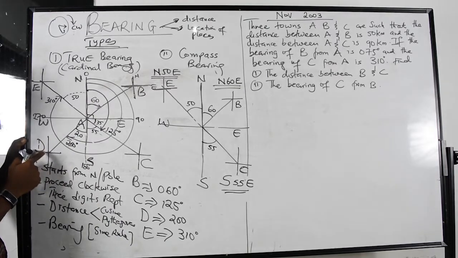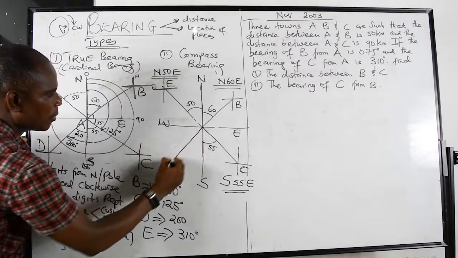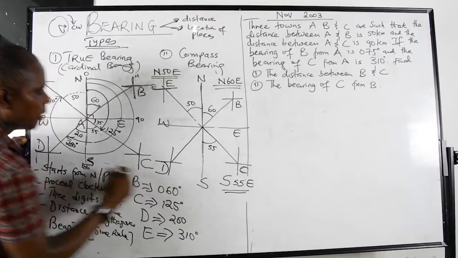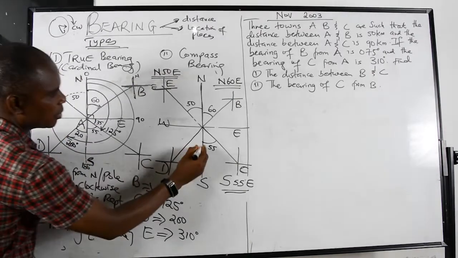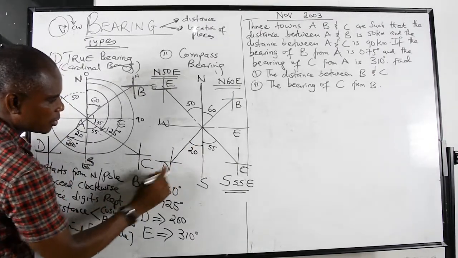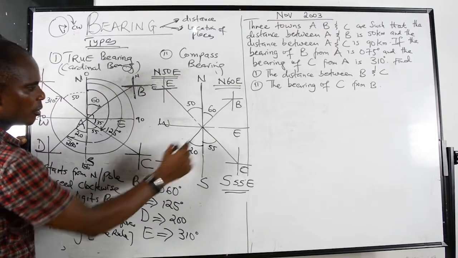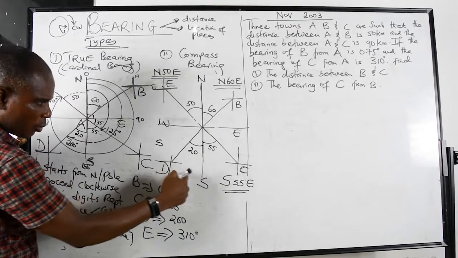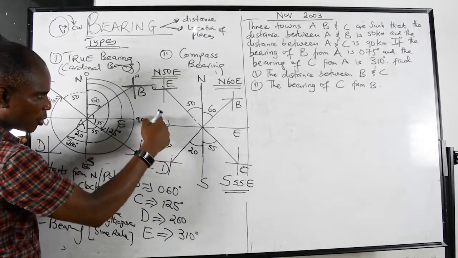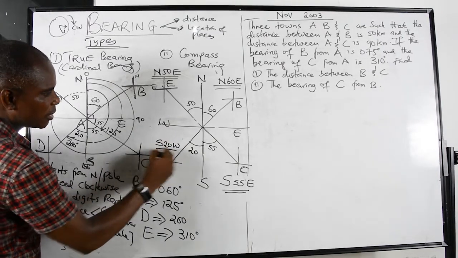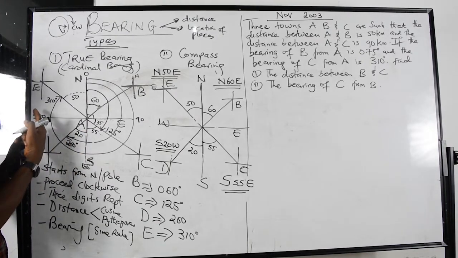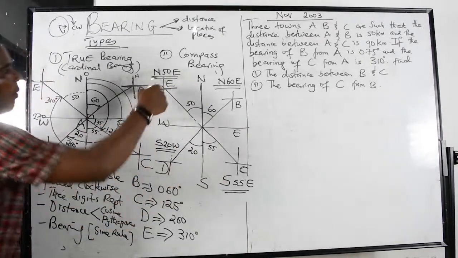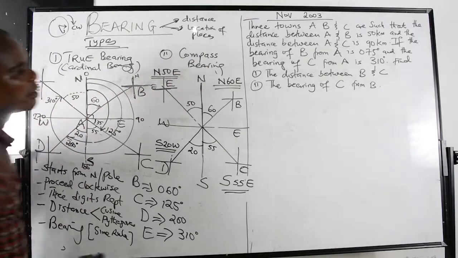So now I want to locate D. This is point D here. It is moving from this South Pole. I have to cover 20 degrees from the South Pole towards the west. So this is 20 degrees there, and that's it. So now I've located point D, which is moving from the South Pole 20 degrees towards the west. So I've located all 4 of them under the compass bearing situation.